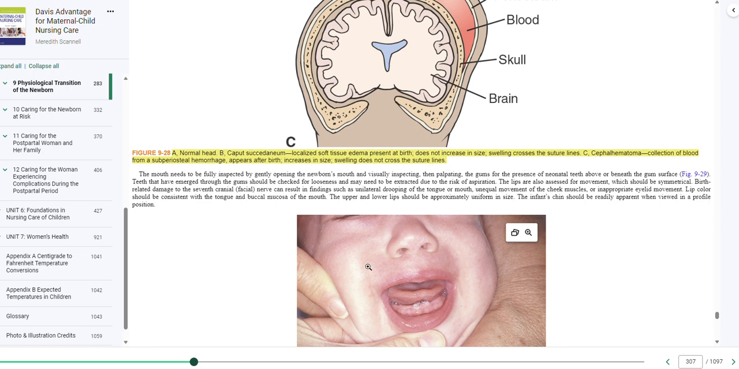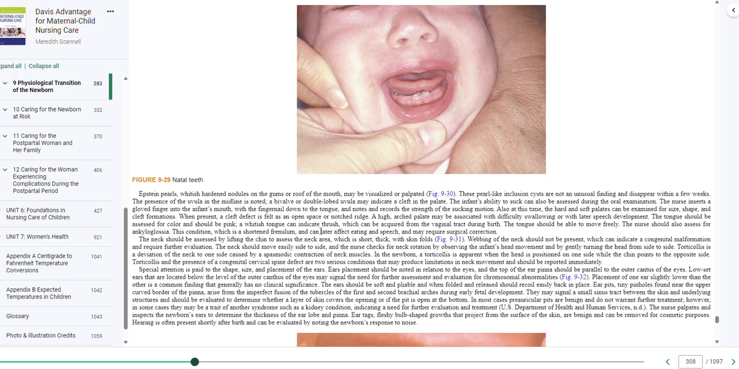Page 308. This is just talking about natal teeth. Babies are born with teeth sometimes. I went back for a week checkup after I had my first child, and there was a baby in the waiting room that had 4 teeth, born on the same day as my son. And that's the first time I had seen that.